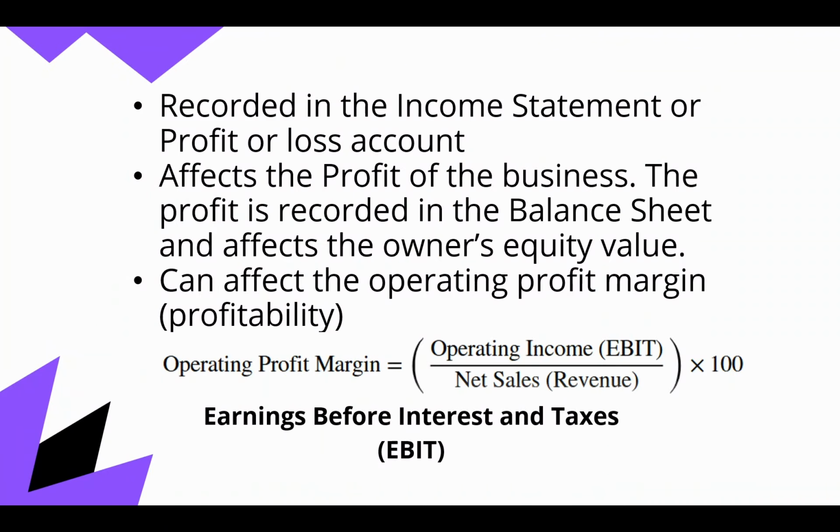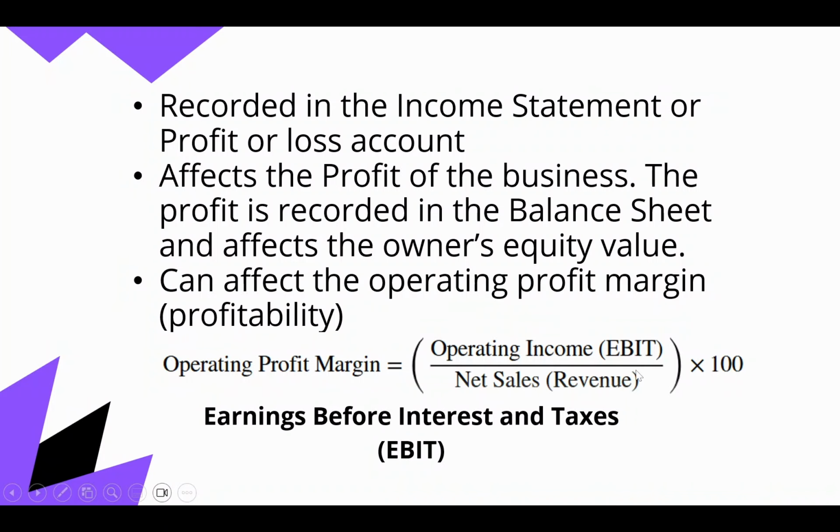Revenue expenditure can affect the operating profit margin or the profitability of the business. Here is a formula for operating profit margin. It's operating income, or EBIT, which is earnings before interest and taxes, divided by net sales, or my revenue, times 100. So the higher the operating profit margin, the better the business is performing in terms of profitability.